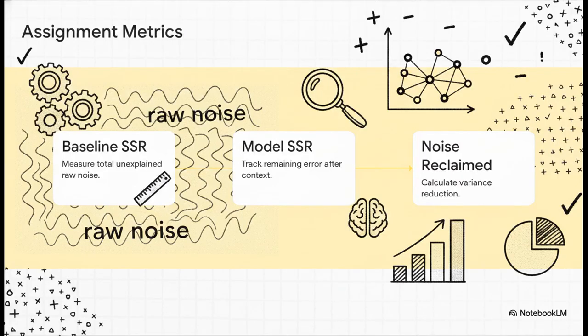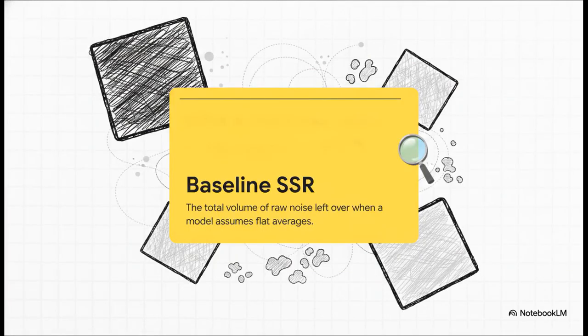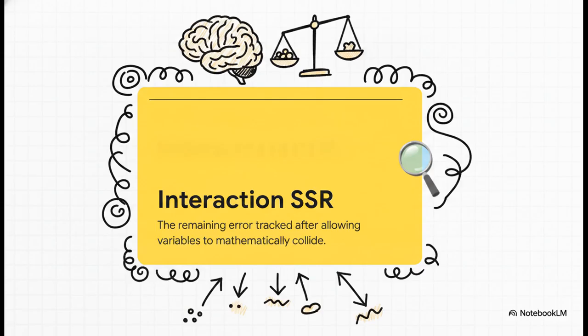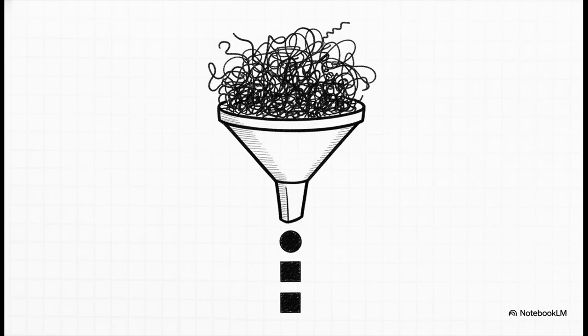Let us methodically step through the metrics required to calculate the reclaimed noise percentage. The baseline sum of squared residuals captures the raw noise left over by a blind model. The interaction model SSR reveals the remaining error once we mathematically allow variables to collide. Finally, we calculate the precise percentage of raw noise reclaimed as pure, actionable signal.